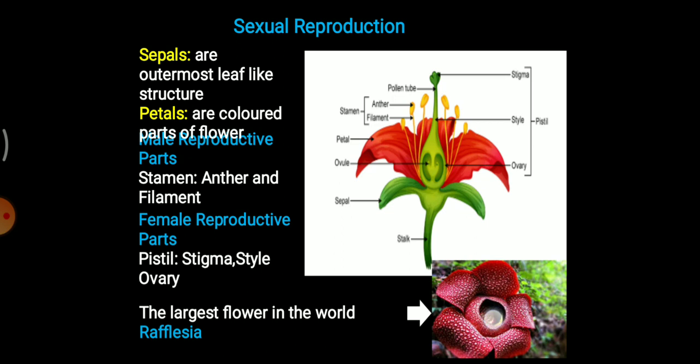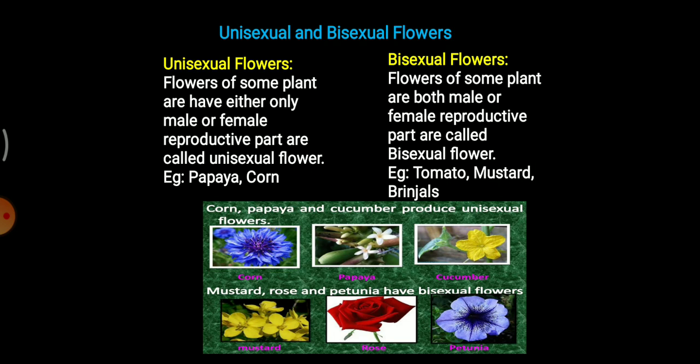Now, as you can see, this is the largest flower in the world, Rafflesia. This Rafflesia flower cannot reproduce naturally, since it has some deficiency. So it gives off a very rotten smell. With the help of this rotten smell, many insects are attracted towards the plant, and the plant starts to reproduce.